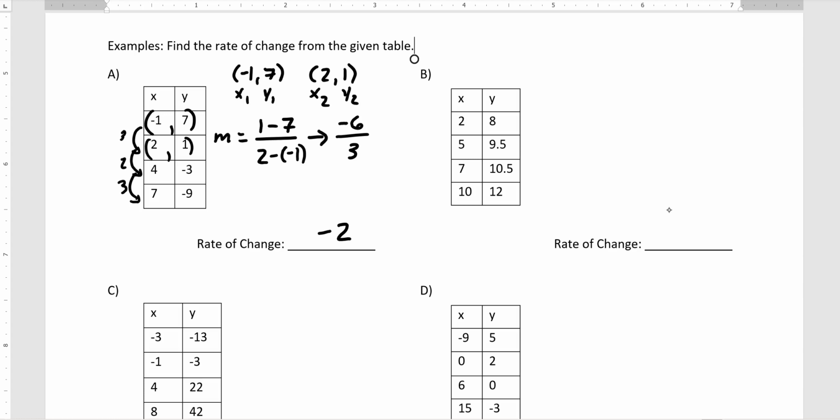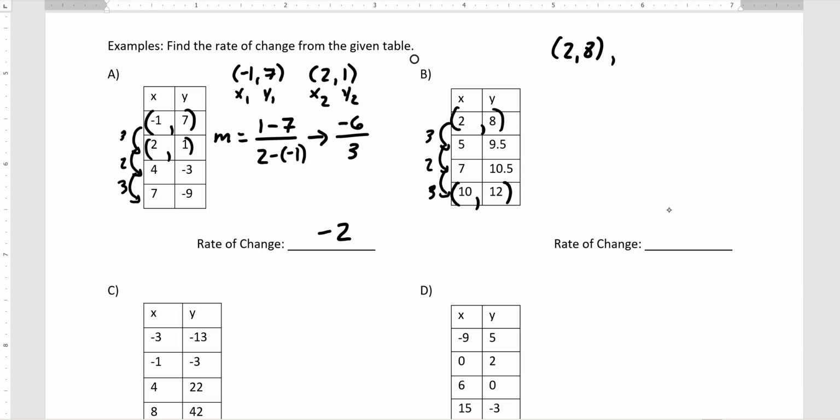What about letter B? This one goes up by 3, this one by 2, this one by 3. None of these are consistent either. Okay, so we can use some points here. Now notice we have some decimals. I'm going to avoid those. I don't want to use points with decimals. So we're going to use (2, 8) and (10, 12).